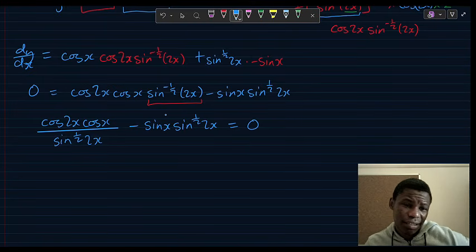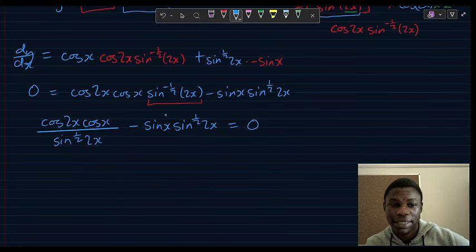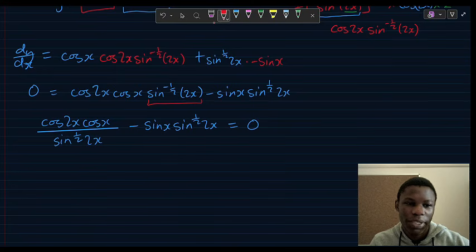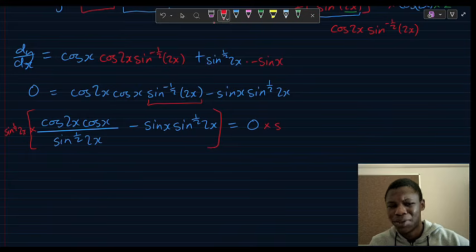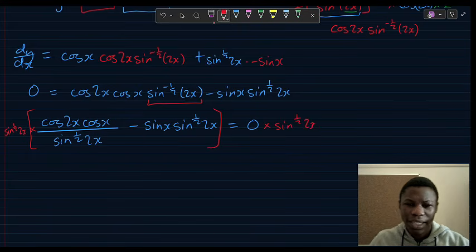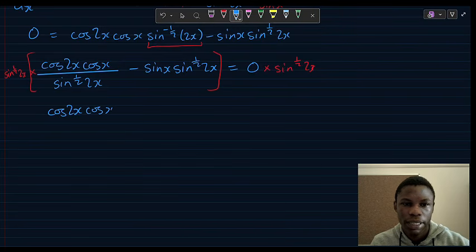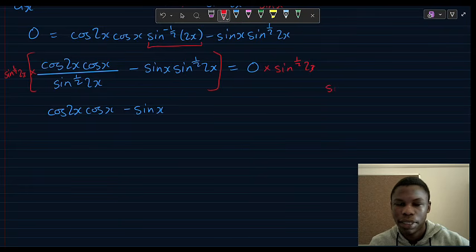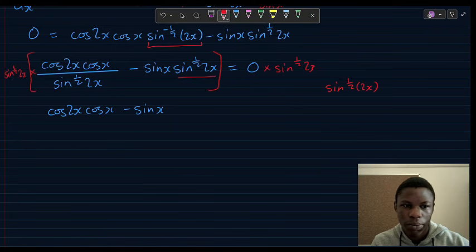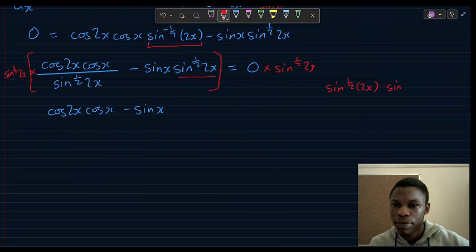And I think the next step, what makes sense is to just get rid of the denominator, right? So that means we have to multiply through by the sine to the half 2x. So I'm multiplying this whole thing. And technically we're also doing it on this side, but we're multiplying by 0, so it won't make a difference. So that gets rid of our denominator on the first term. So we've got cos 2x, cos x. And then on the second term, we've got negative sine x. And then I've got sine to the half 2x, right, from here. And then it's also being multiplied by that sine to the half.